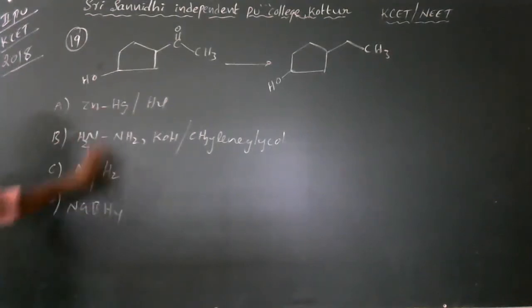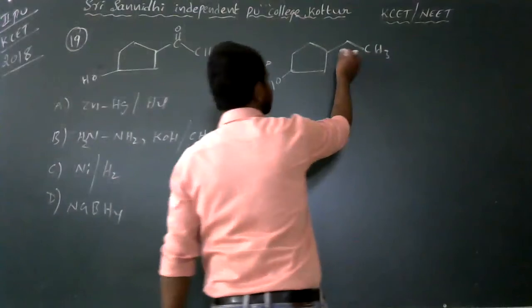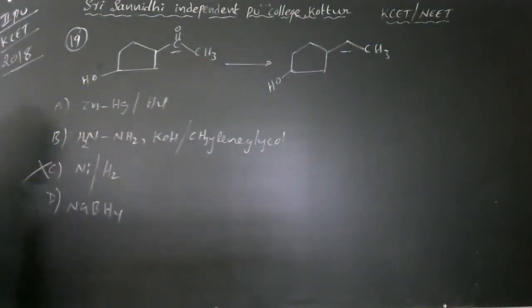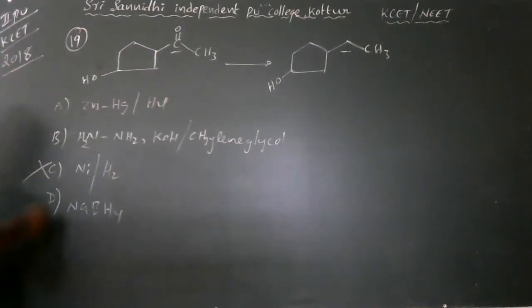So out of these four, which is the best conversion to get the C=O, the ketone group, to CH2, the alkane? First we have to eliminate the wrong options. With nickel, reduction takes place from alkenes to alkanes, and alkynes to alkenes; it is not the best reagent here. Sodium borohydride is also not the best reagent, because ketones do not give the alkane with it, so that is also a wrong option.